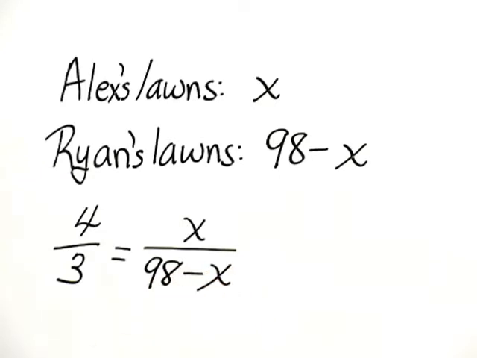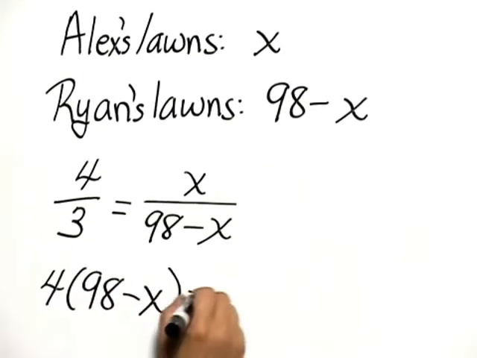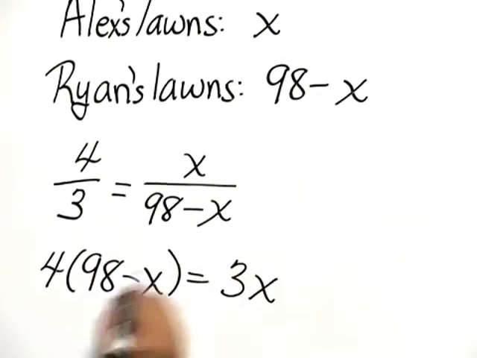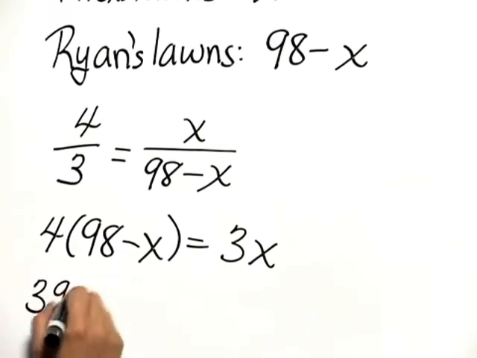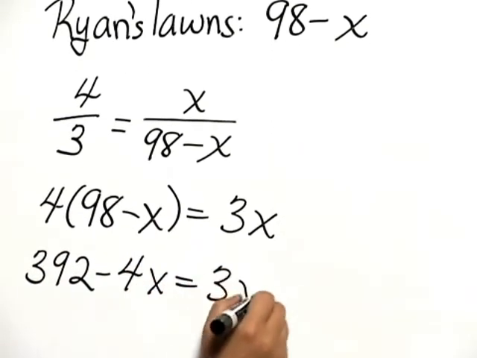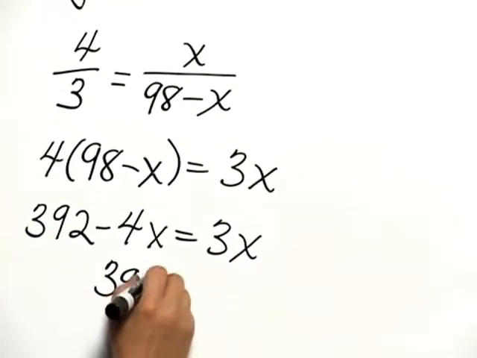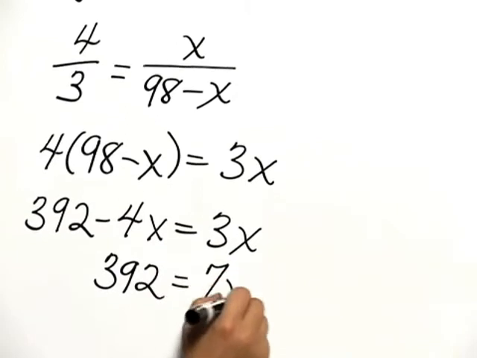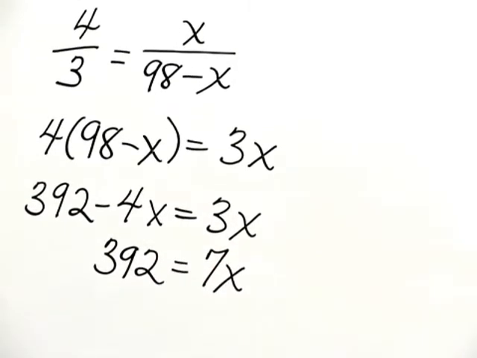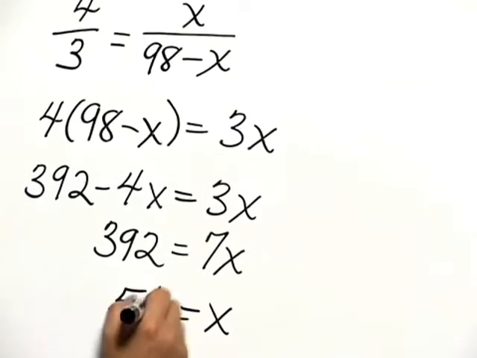Clearing fractions by multiplying both sides by 3 times (98 minus x), we have 4 times (98 minus x) equals 3x, which will give us 392 minus 4x equals 3x. Adding 4x to both sides, we have 392 equals 7x. And then dividing both sides by 7, we would have x equals 56.